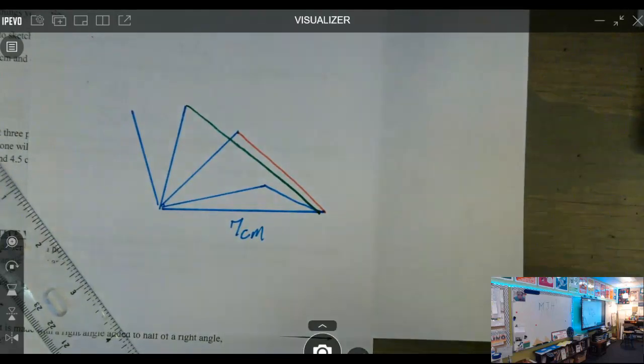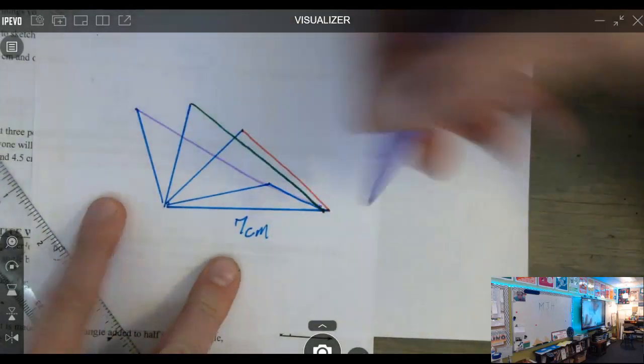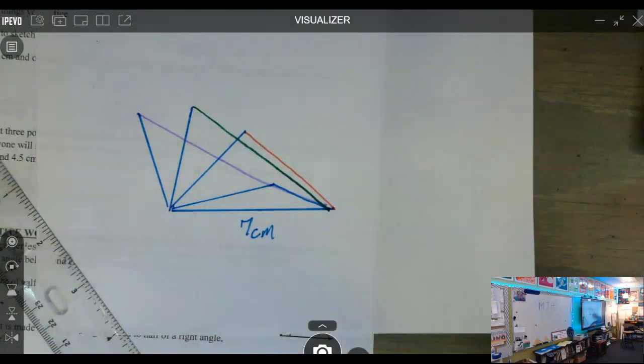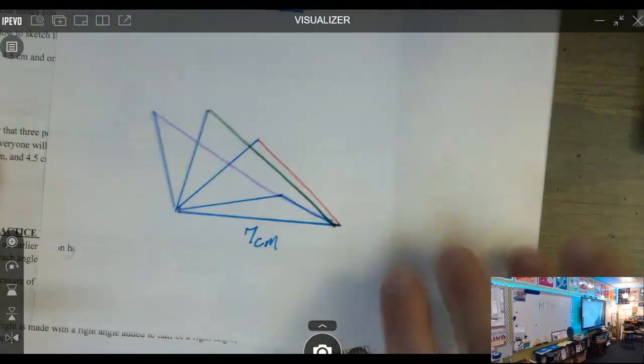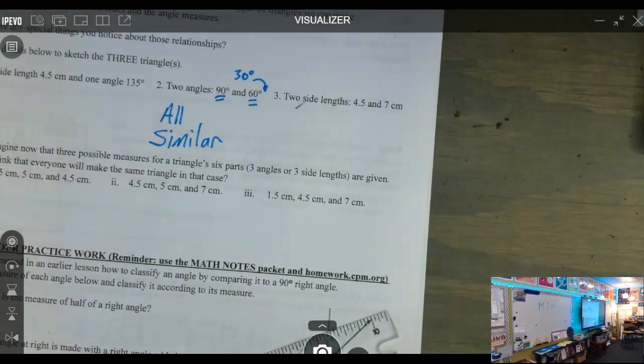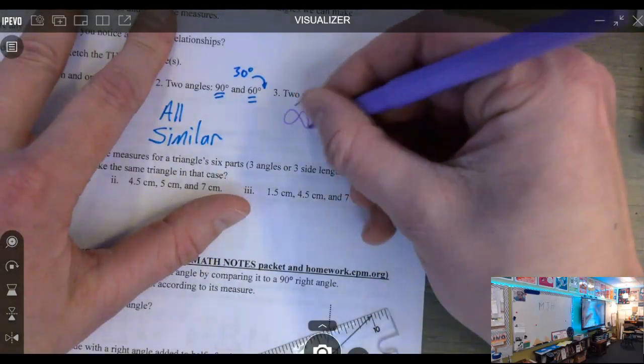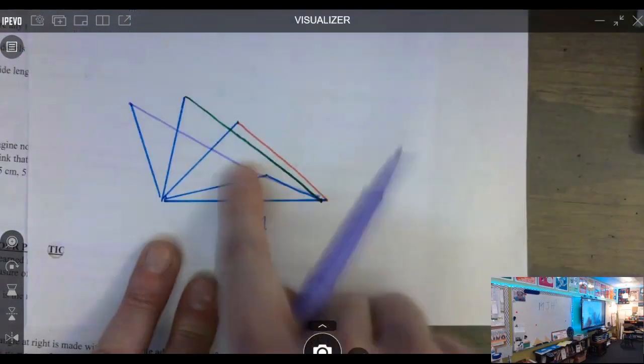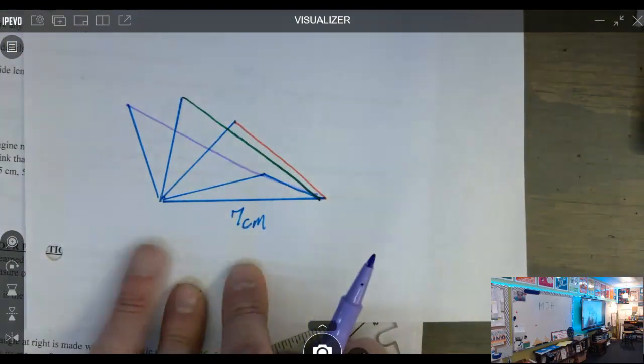How many colors? I'm running out of colors. So how many triangles could we make when given 2 lengths? Again, it seems like infinitely many. So, infinitely not similar. Because these are very much different triangles.